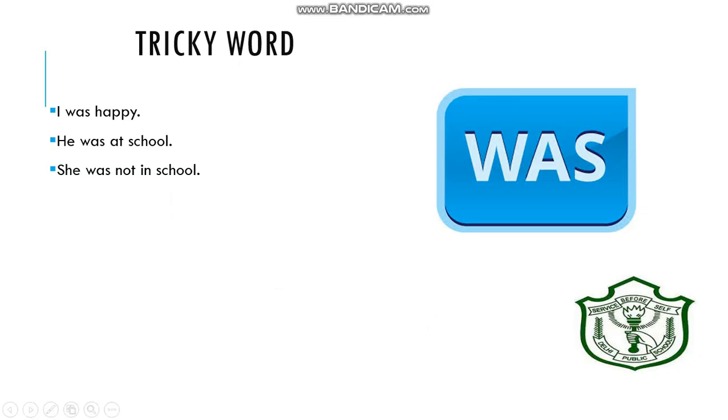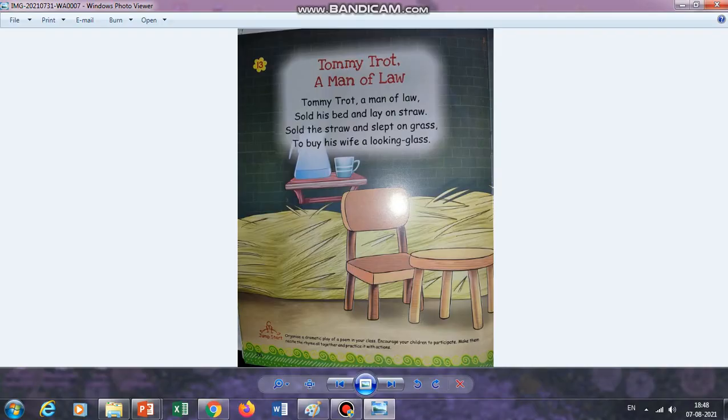Now the tricky word, was. Sentences we can make with the word was: I was happy. He was at school. She was not in school. Was, W-A-S, was.